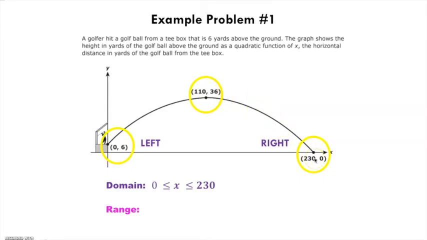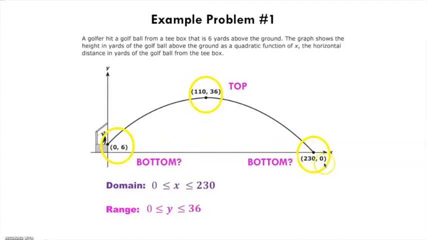What about the range? Well, instead of focusing on left to right, we're going to go from bottom to top. And the only twist here is it looks like there's 2 bottoms, but only one of these can actually be a bottom, right? So which one is lower? So is the left point lower or the right point lower? Is 6 lower or is 0 lower? So we would actually say that the range could go from the bottom, which is 0, all the way up to the top, which is 36. That means that this, we don't actually need it because it's not a true bottom, right? So we're just going to focus on the lower number.